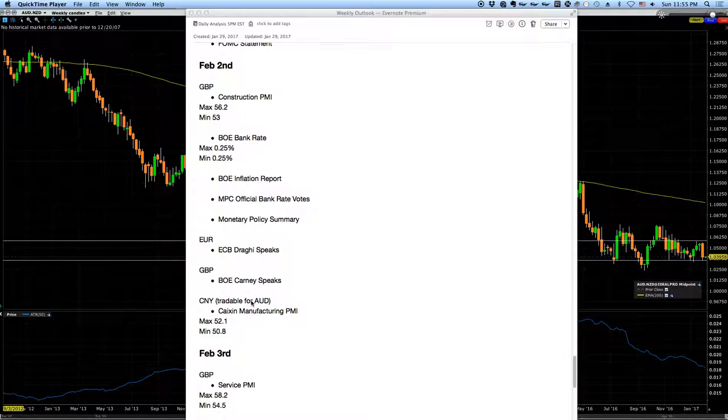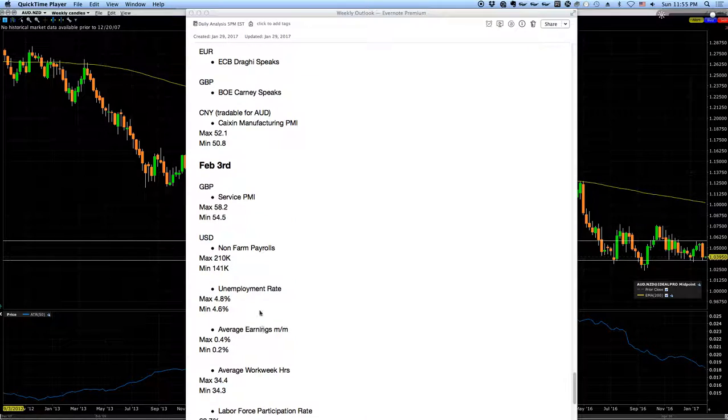Then later in the Asian session, again, you have Chinese data, which is tradable for the Australian dollar or Japanese yen, only if it's outside deviation. Finally, Friday, we start with the London session services PMI. Then in the New York session, we have the non-farm payroll.